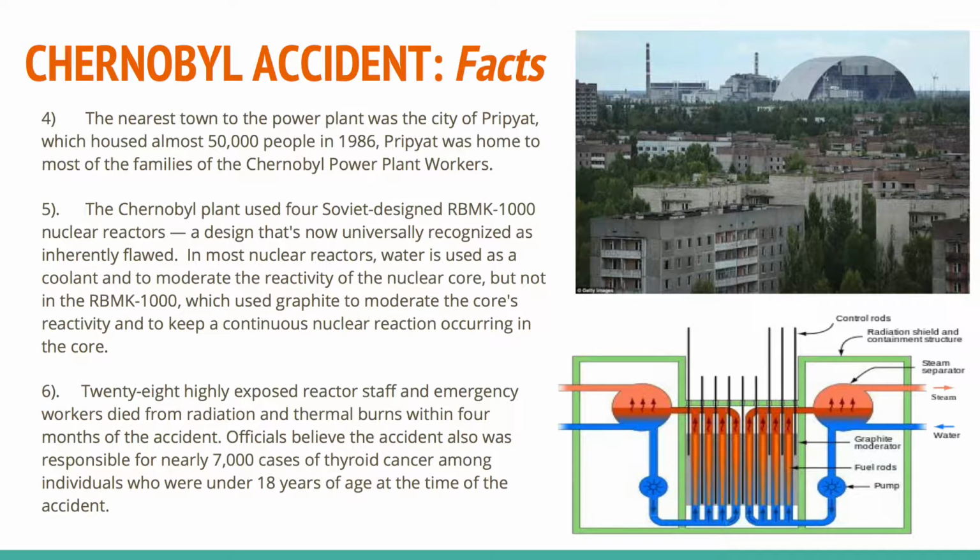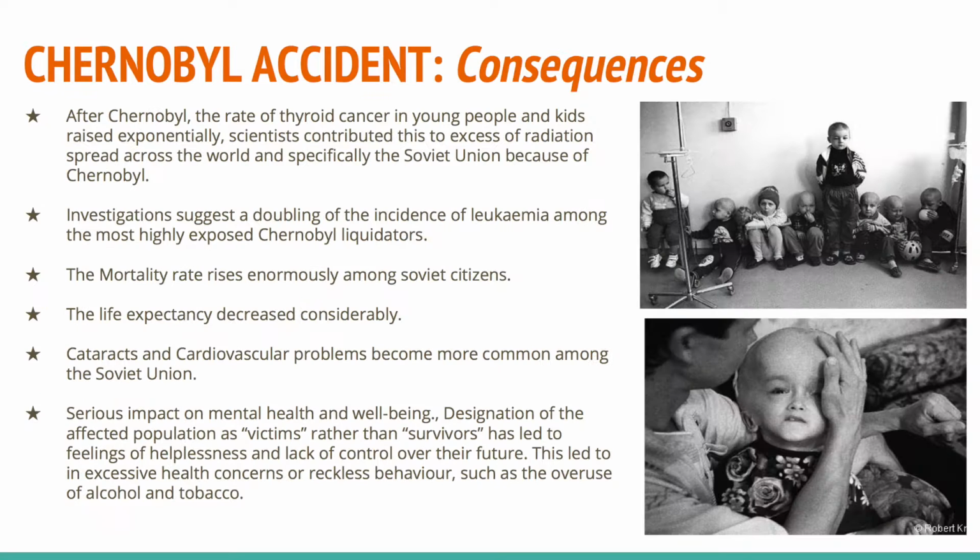28 highly exposed reactor staff and emergency workers died from radiation and thermal burns within 4 months of the accident. Officials believe the accident was also responsible for 7,000 cases of thyroid cancer among individuals who were under 18 years of age at the time of the accident. After Chernobyl, the rate of thyroid cancer in young people and kids rose exponentially. Scientists attributed this to excessive radiation spread across the world, and specifically the Soviet Union, because of Chernobyl.